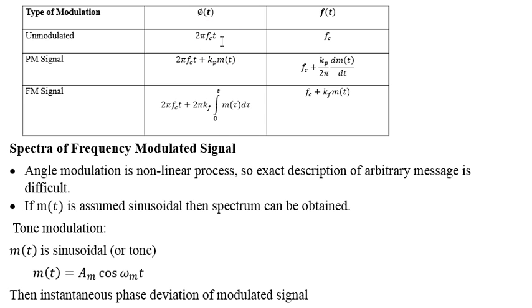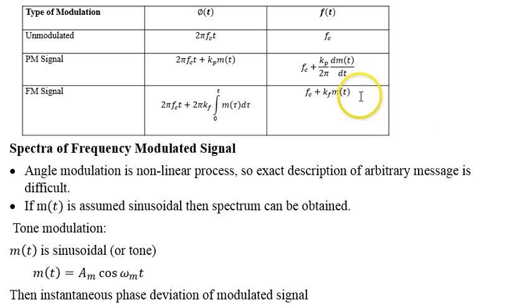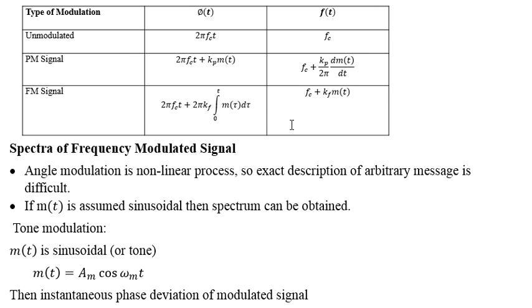What we observe here is that in phase modulation, the phase angle varies linearly with the modulating signal. In frequency modulation, the phase angle varies with the integral of the modulating signal. Correspondingly, you can find the frequency here. For the PM signal, the frequency is fc plus kp over 2 pi times dm(t) over dt. And for the FM signal, the frequency is fc plus kf m(t).